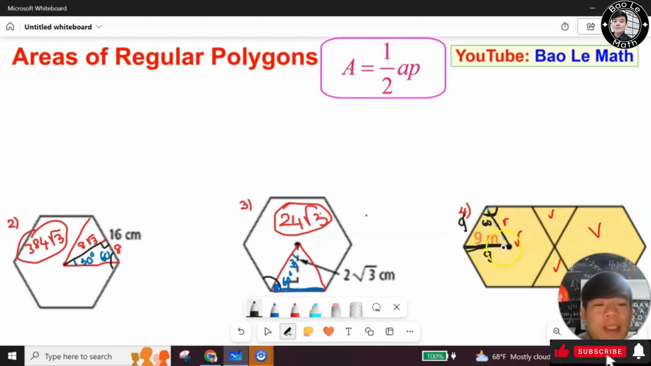So now you have 2 different ways to calculate. Either you calculate the apothem, so you use 30, 60, and 90 degrees, or you calculate the area of the equilateral triangle and multiply by 6. So either way. The area of the equilateral triangle is going to be, for example, I have the equilateral triangle right here.